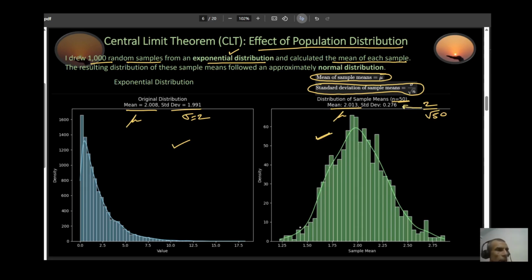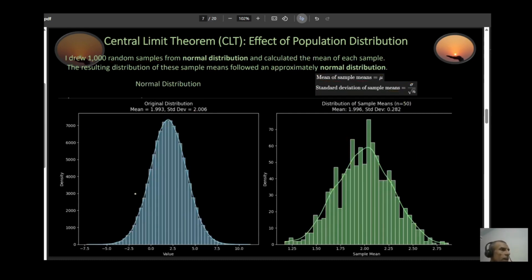Now look at the shape of my curve. It is almost a normal distribution. And look at the shape of this curve. This is not normal, this is exponential. You see that? So although this is exponential, and you pick up 50 random points from here and plot the distribution of the sample means, it turns out to be a normal distribution.